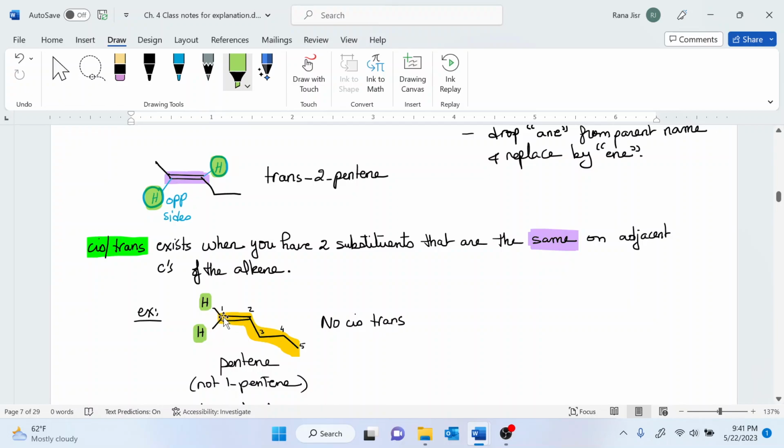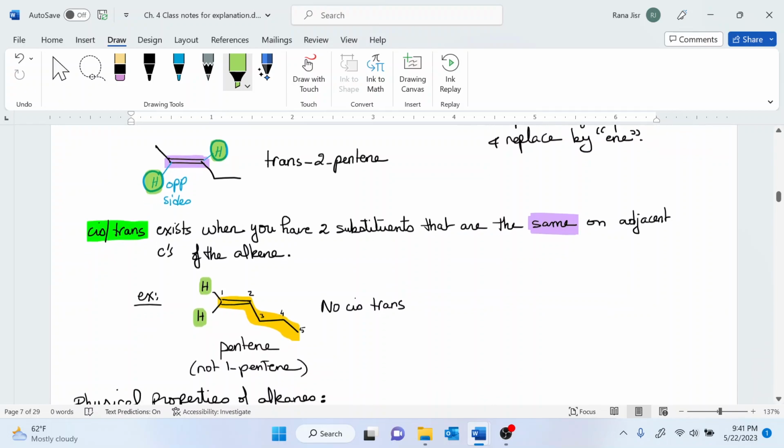So when I want to name this, I name it as pentene. I drop the 1 because immediately when you say pentene, this means that the double bond is on carbon number 1.